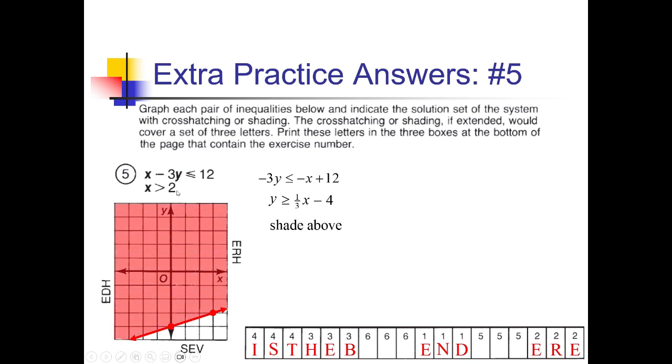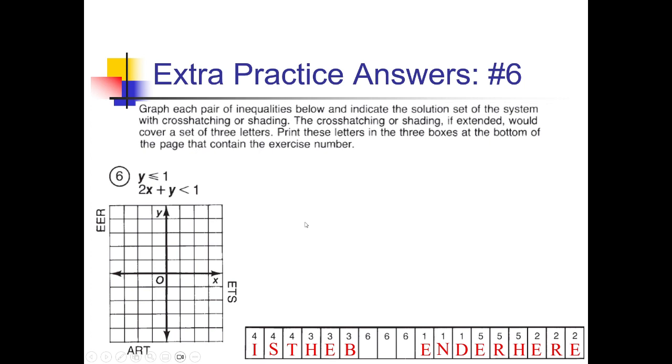Next up, x greater than 2. That's kind of like the problem in number 2 where you had a vertical line, and it's actually going through the same place, going through x equals 2. Since there's no equals, this is going to be a dashed line going through there. And we have greater than. That means when you're talking about x values, we shade to the right. So that's everything over here. So that means that ERH is in our overlapping final solution area. So we're putting that in spot 5, ERH.